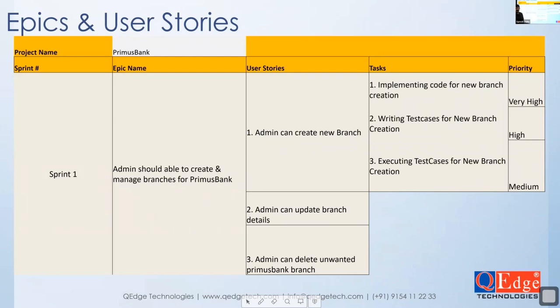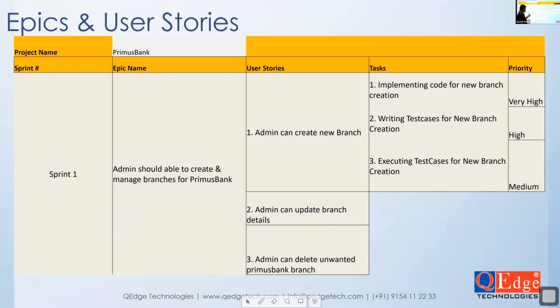Similarly, one more example. Admin should be able to register the bank employees and create and manage the login accounts for the bank employees. That is another major business requirement, the second epic. Maybe the second epic can be planned in the next schedule. Got it? Now, one major business requirement is called an epic.